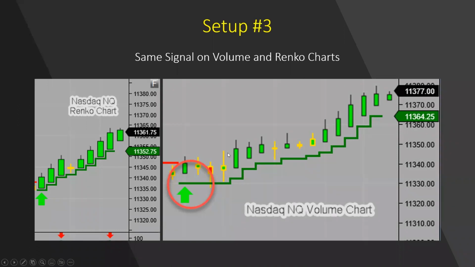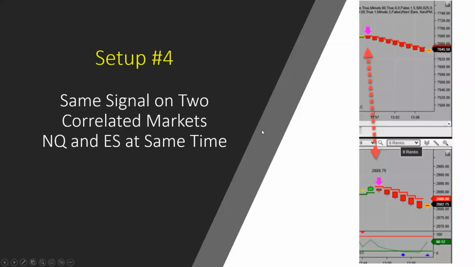Each price bar represents the price movement while 1500 contracts trade. Okay, so that's the volume charts. Now, the Renko charts, for anyone who's not familiar with them, are actually a form of a range chart.